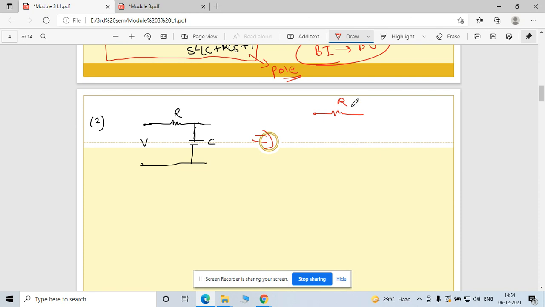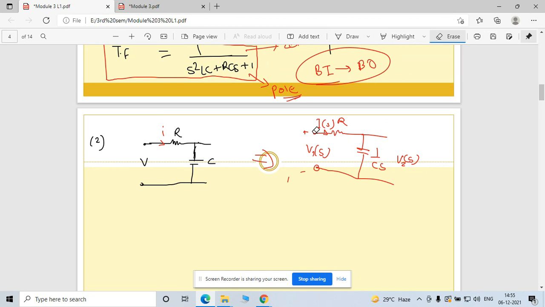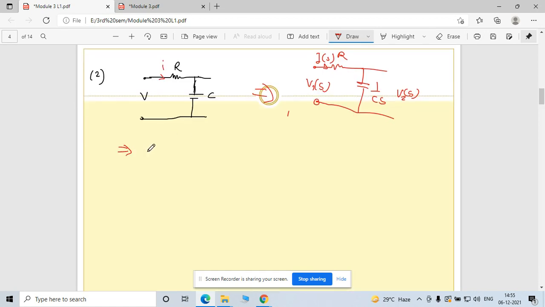So this is your R. First of all, convert it into the S domain. This is V(s), and this here is I(s). Here is C(s), which is nothing but 1 by Cs, and this is V2(s) and V1(s). Let it be plus and minus. Generally we only represent the direction of current here. Now you have to find Z(s) and the transfer function for this network. This is your homework. Try to solve it.